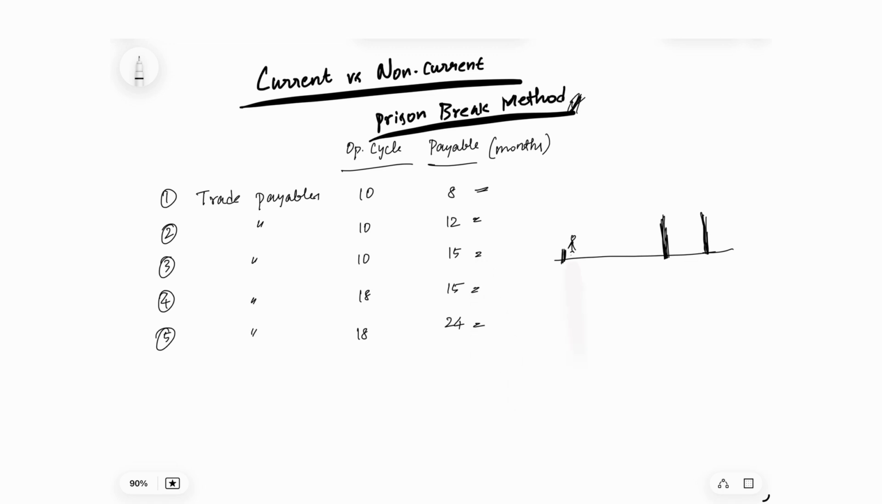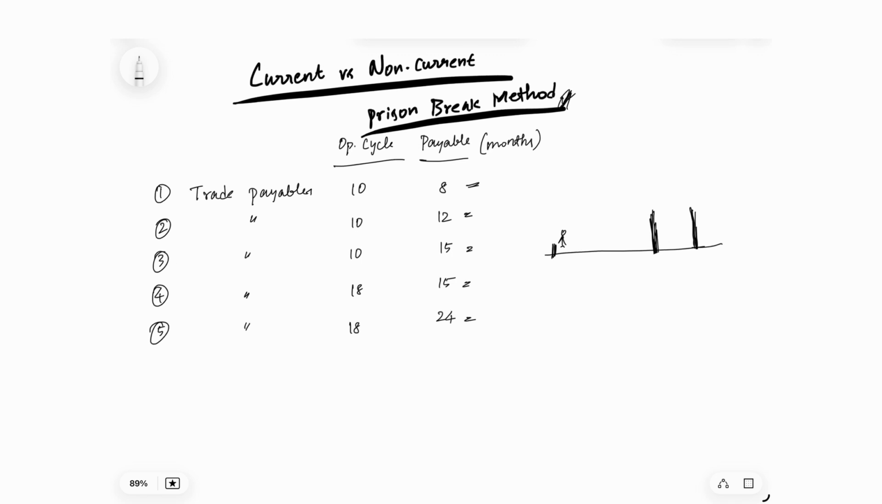Understand, let's say there is a prisoner and this is a jail. And these are the two walls of that prison. This guy has to go beyond them. If he cannot go beyond these two prison walls, then he will just be called current. Again, don't ask the logic and all, it just works.